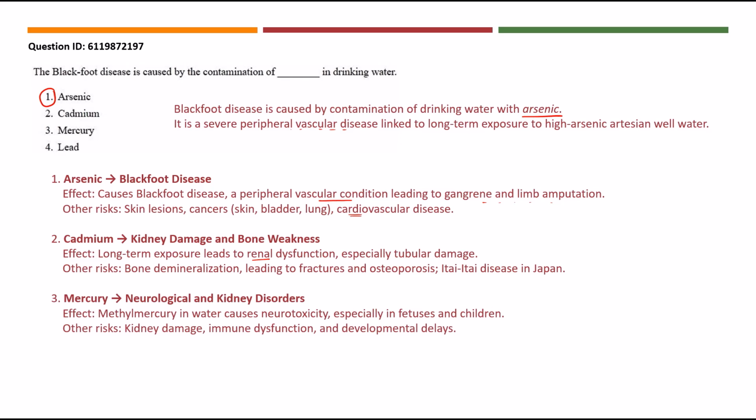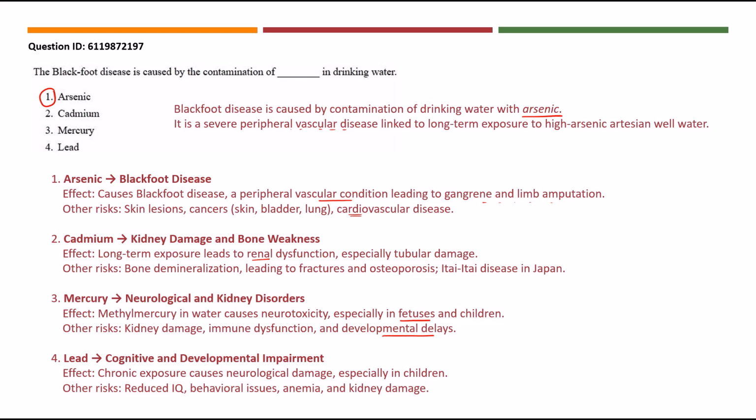What about mercury? It will cause neurological and kidney disorders. Methyl mercury in water causes neurotoxicity, especially in fetuses and children. Fetus, you can take it as the growing baby in the mother's womb. Other risks can be kidney damage, immune dysfunction and developmental delays. So when they talk about fetus, definitely you have to understand the developmental delay term.